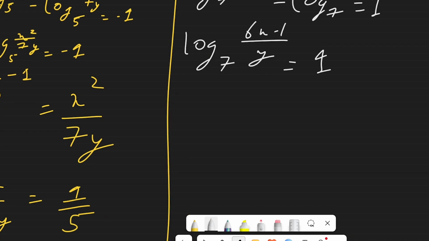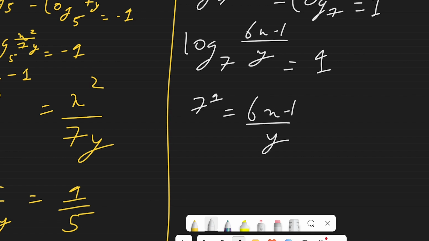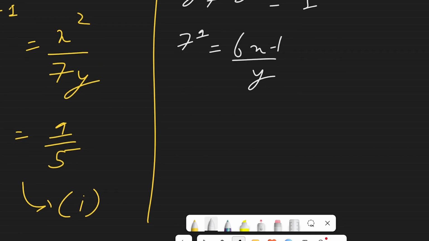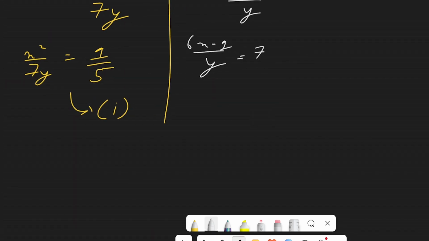Now I'll shift it into exponential form. The 1 would become the power of 7. So 7 power 1, which is actually 7, is equal to 6x minus 1 over y. So this is our second equation: 6x minus 1 over y is equal to 7. These are our two equations.